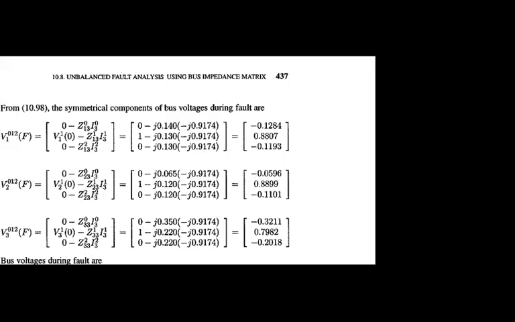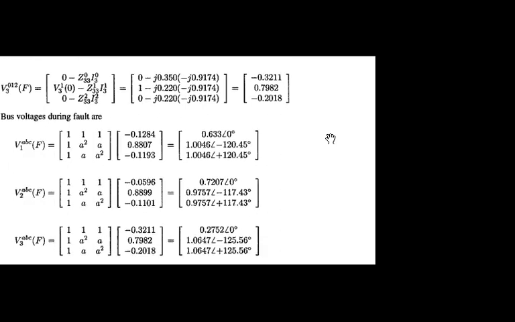Now it is normal, you are back to normal. Now V1 ABC will be V1 0, 1, 2 information in terms of the A operator, right? So that's the thing you have to do. First of all, you have to do that calculation in the 0, 1, 2 domain, first step. Second step, you have to shift that information to the ABC domain by A operator multiplication. For V2, you have to do the same, V3 as well.